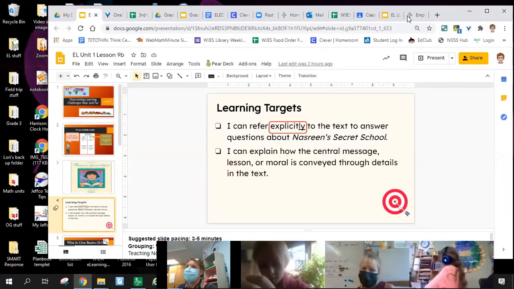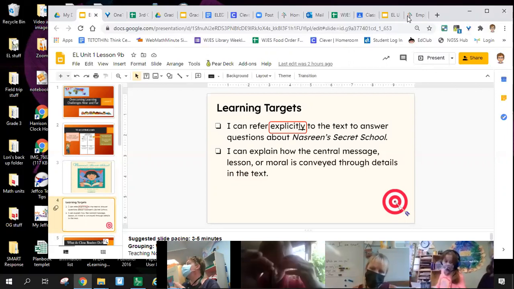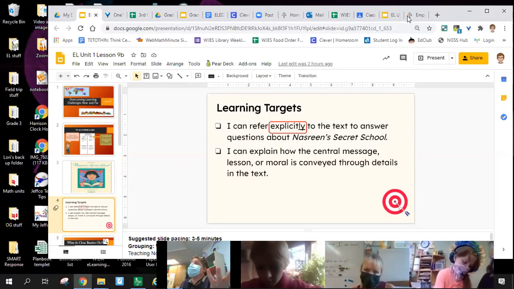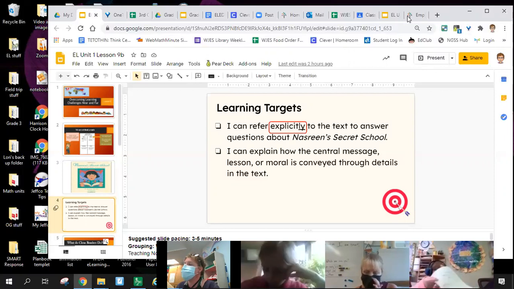So we are going to find the details in the story, in the text, and answer questions about the text, but we're not just going to look at the answers and go, I don't know, maybe that one. We're going to look in the text in our actual books today and find the answer and be able to even point to it if necessary. And then we are still going to be thinking about the central message, the lesson that we came up with yesterday, and make sure we're looking for those details as we're reading.